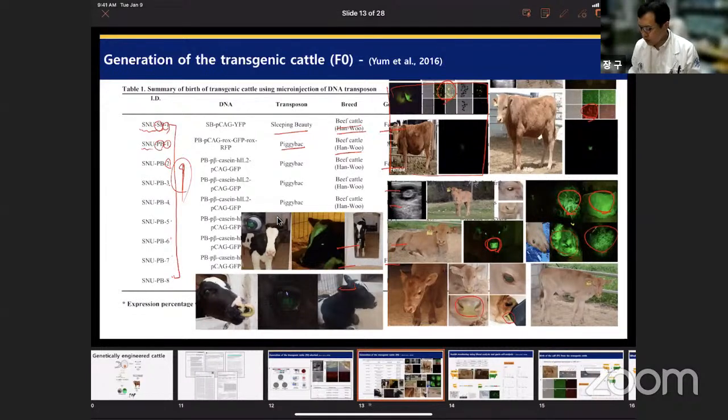Also another one, we tested in the dairy cattle system, Holstein. After in vitro fertilization, the gene was integrated. We can see ubiquitous expression. Look at this, the eye and the nose. It's beautiful, expressed in all of them.